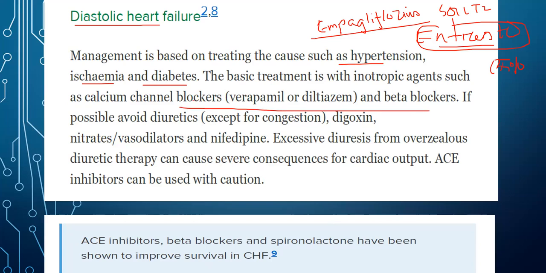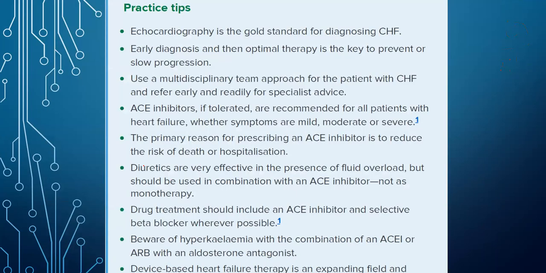Try to avoid anything which can cause hypovolemia, because in these patients, the patient is already not getting enough blood in the heart. So if you give diuretics, then the patient will lose more fluid from the body, and that can make it worse. So in diastolic heart failure, we try to avoid any diuretics, digoxin, even some nitrate or vasodilator. So that's your diastolic heart failure management.